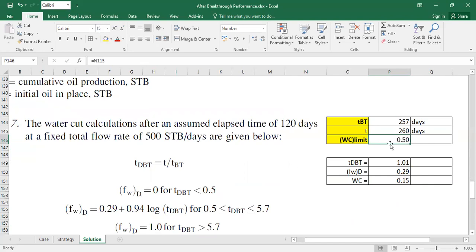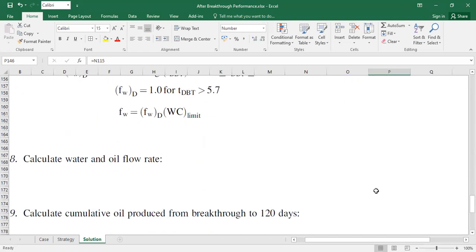So my water cut is 15% after water breakthrough. Being at breakthrough doesn't mean that your water cut will jump directly to 100. No. Breakthrough means you start producing water from another source, in this case, from the water zone. So the water cut at breakthrough, or 3 days after breakthrough because it's day 260, is 15%. So there you go.